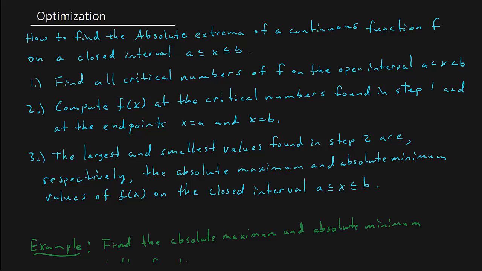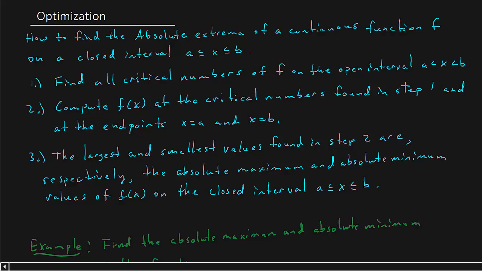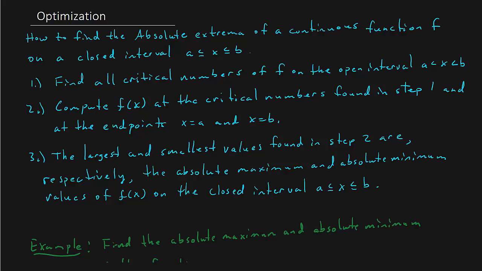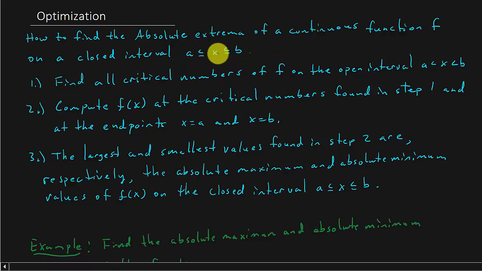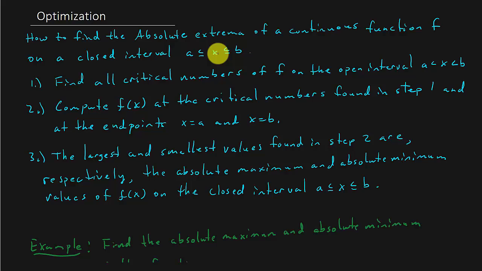So let's go ahead and get started. How to find the absolute extrema of a continuous function f on a closed interval AB. The first thing we do, we find all critical numbers of f on the open interval AB. So we want all the critical numbers that are between A and B. We remember how to do that. That's where you find the first derivative, set it equal to 0, and solve for x.